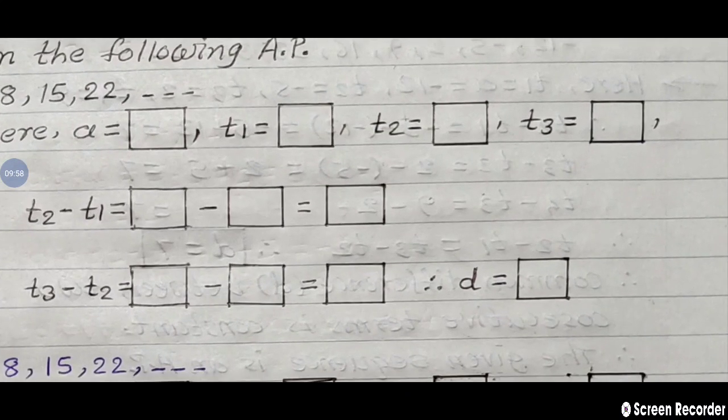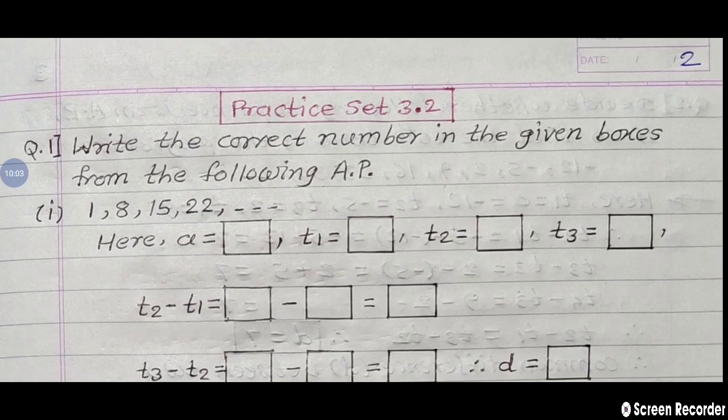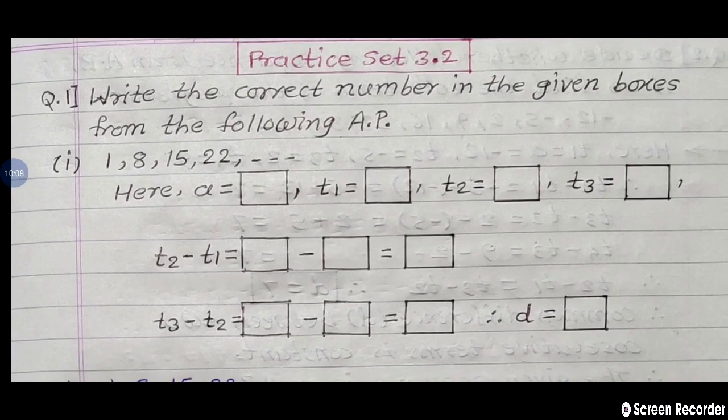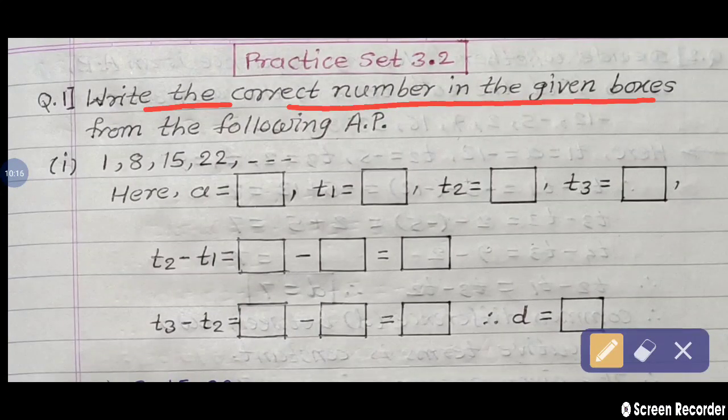Next one. We are solving more examples from practice set 3.2. First question. Write the correct numbers in the given boxes from the following AP. The first AP is given here. Check here, first option: 1, 8, 15, 22 and dash. So here a is equal to what? a is also indicated as T1. At two places they are showing two boxes.